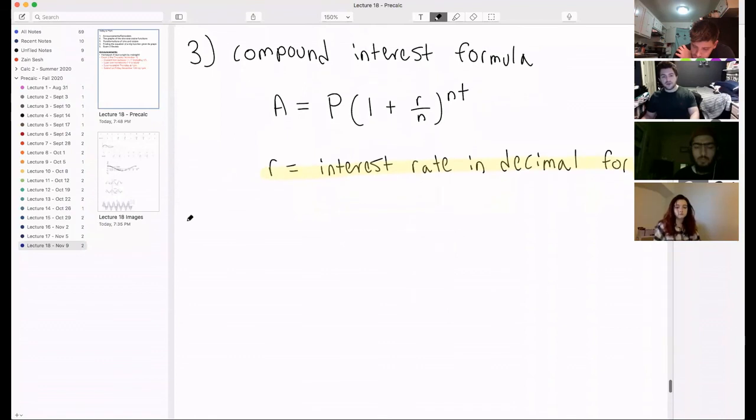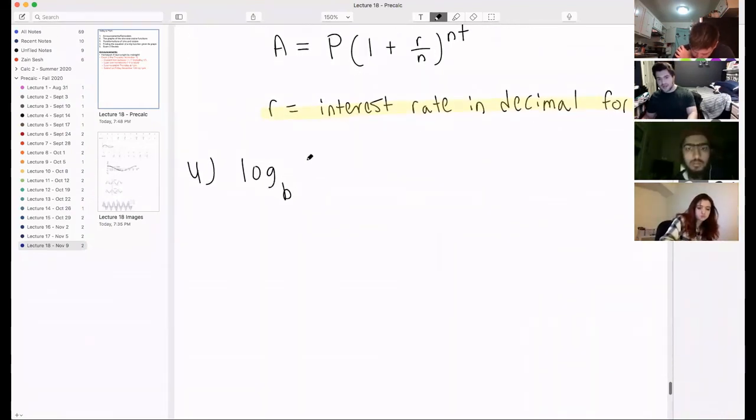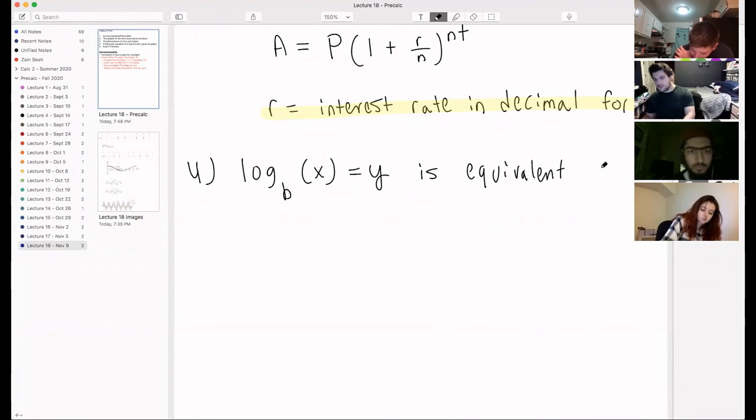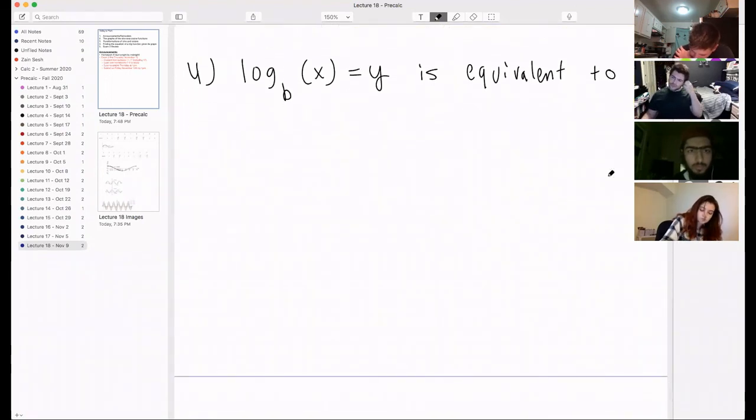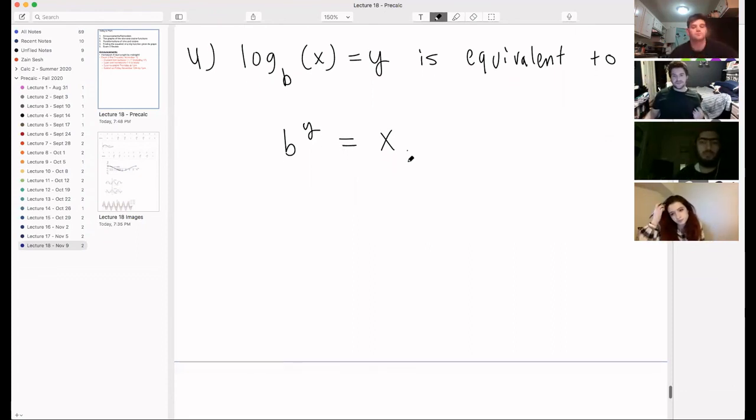Okay, how about converting between logs and exponential? So log base b of x is equal to y is equivalent to, all right, hopefully we're pretty fluent in converting from logarithmic to exponential. This is equivalent to b to the yth power is equal to x. So that's pretty much that. You're going to have some questions like this.